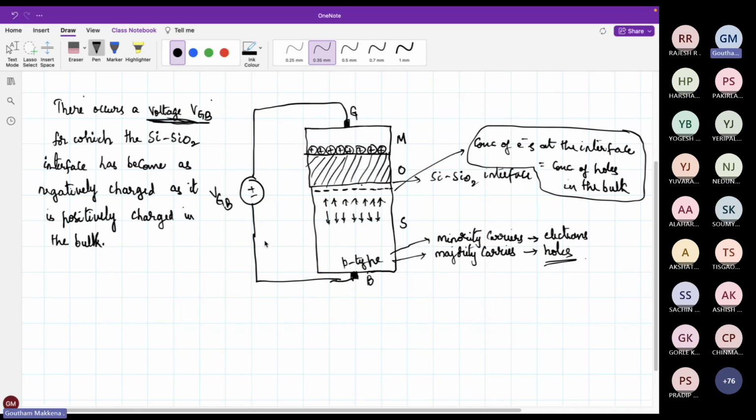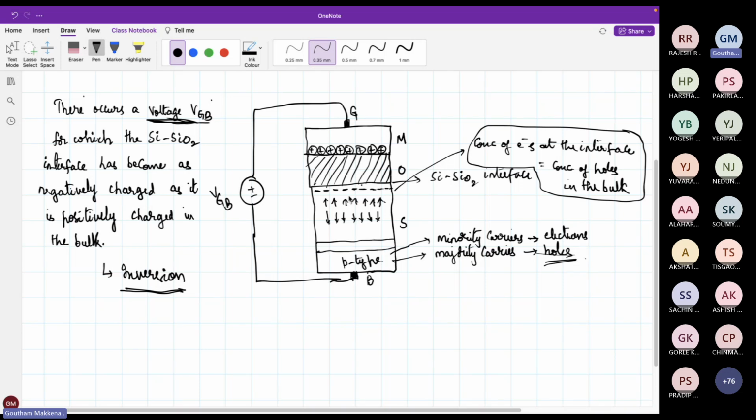This is the statement that I made. So at a particular voltage, the concentration of electrons at this interface is almost equal to the concentration of holes present in the p-type semiconductor. This exact scenario is called inversion. So this became negative, as it is positive inside the bulk. The bulk is p-type. P-type has majority carriers as holes, so there is some hole concentration present over here.